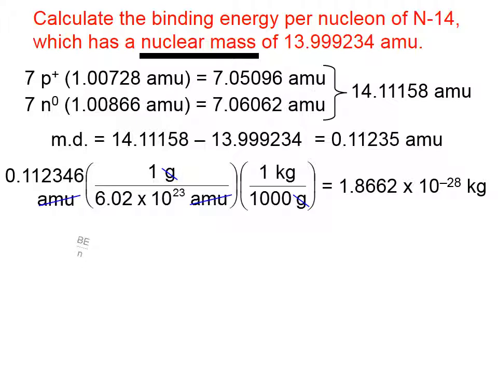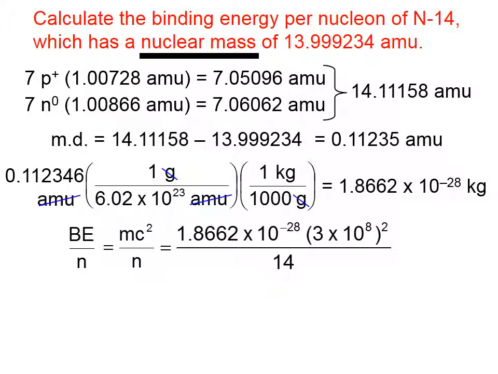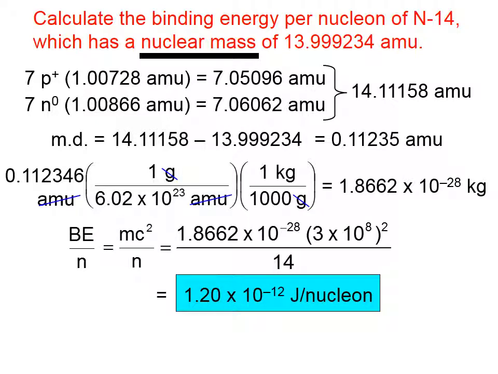Now we're going to use Einstein's equation, E equals mc squared, where we have our mass now. We know what the speed of light is, 3 times 10 to the 8th. We need to square that speed of light, and then we're going to divide by the number of nucleons, which is 14. What we have on the screen now at this point is the binding energy, which is the numerator, per 14 nucleons.